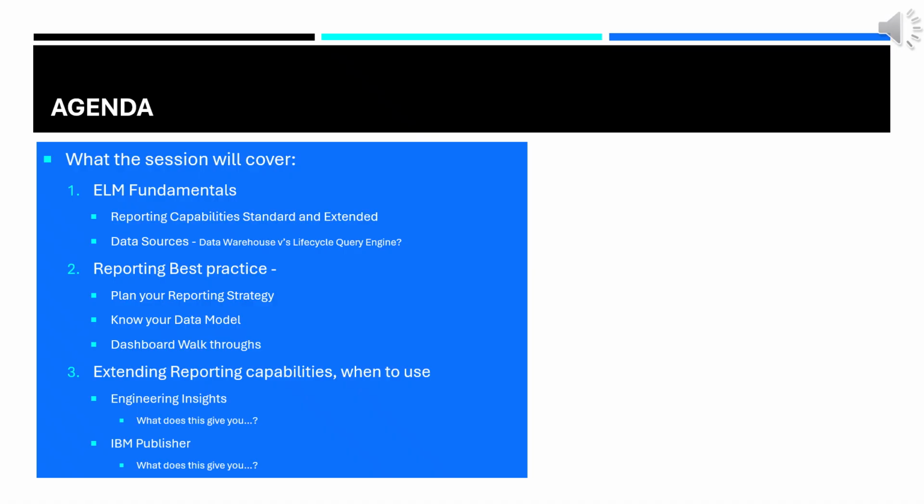So during today's session we're going to cover the following agenda items. We're going to take a look at ELM fundamentals, so looking at the reporting capabilities, both standard and extended. We're going to take a look at the mechanics behind the whole reporting structures, those data sources, data warehouse, LQA, etc. Then we're going to take a look at reporting best practice, so the kind of things you need to understand as part of your reporting strategy when you're planning that out and developing it. Understanding your data model as well, the difference between artifact types and attributes. And we'll also have a bit of a walkthrough and some demonstrations of the different project dashboards and different reports that are available. And then we're going to have a look at that extended reporting capability in a little bit more detail. So what does Engineering Insights give us and what does Publisher give us?